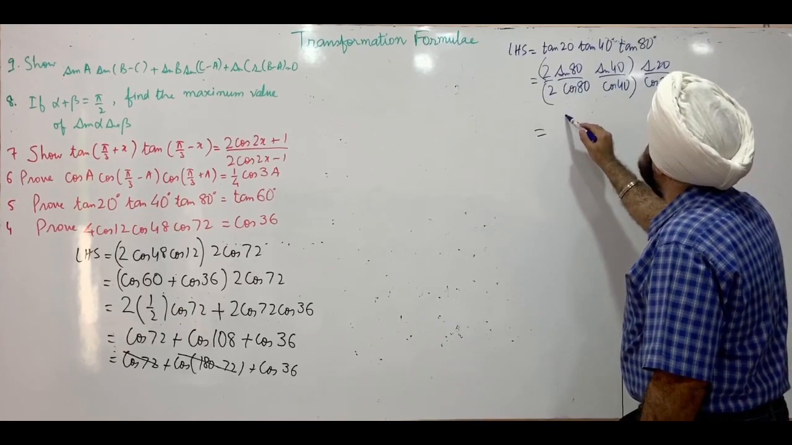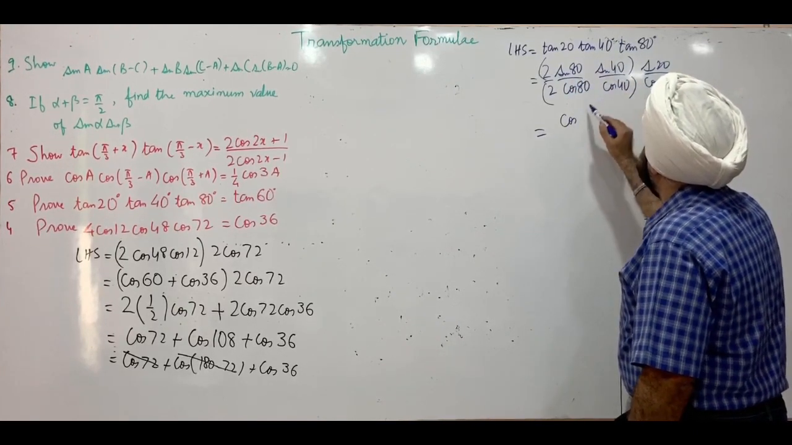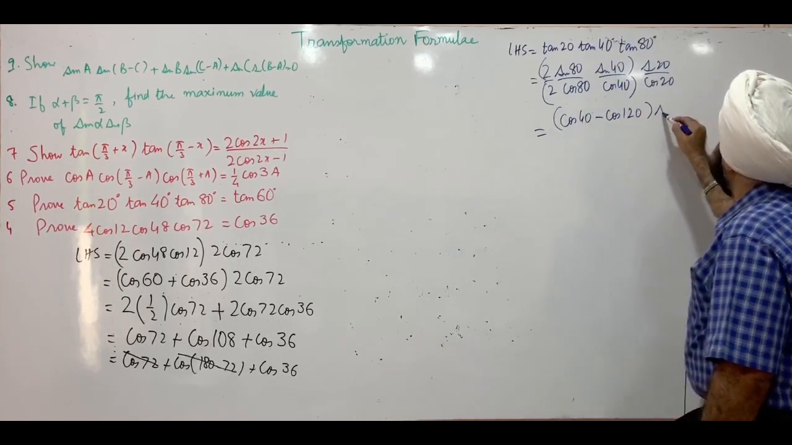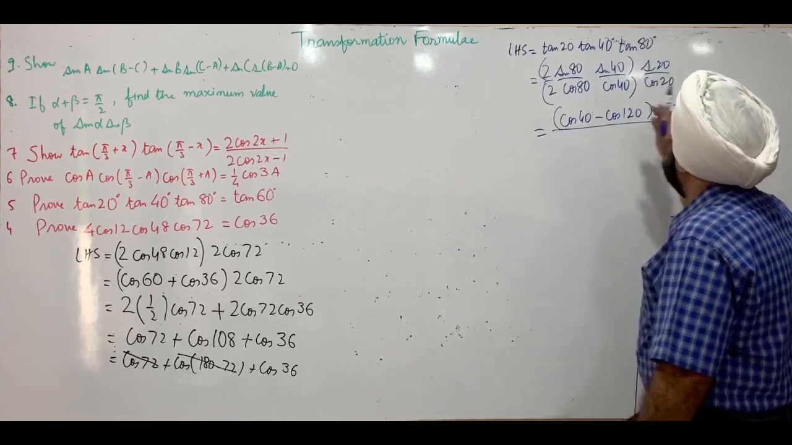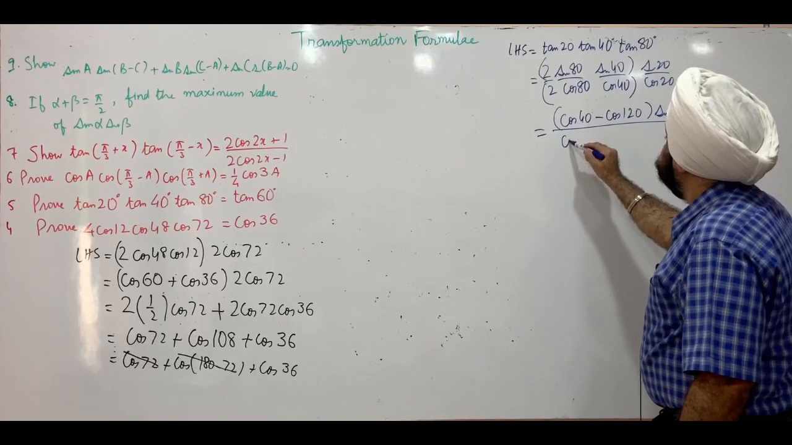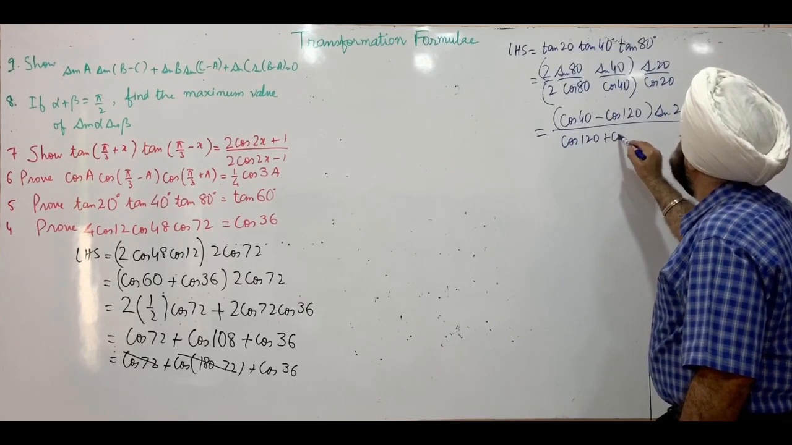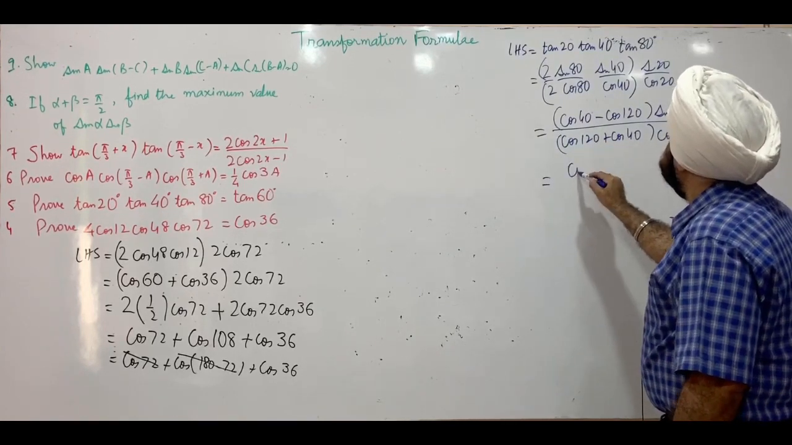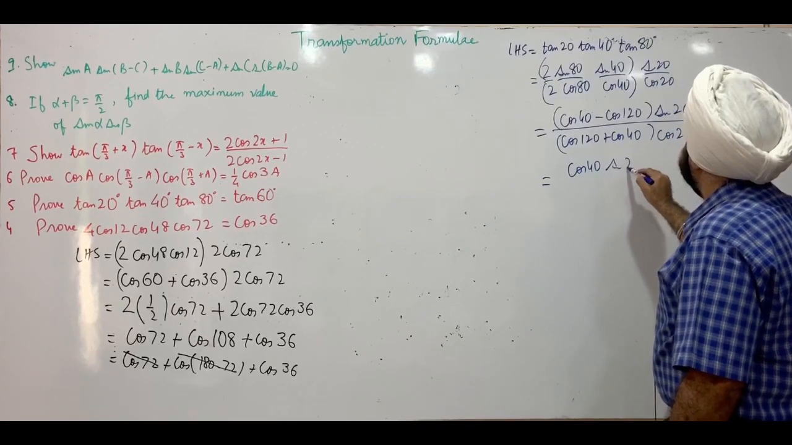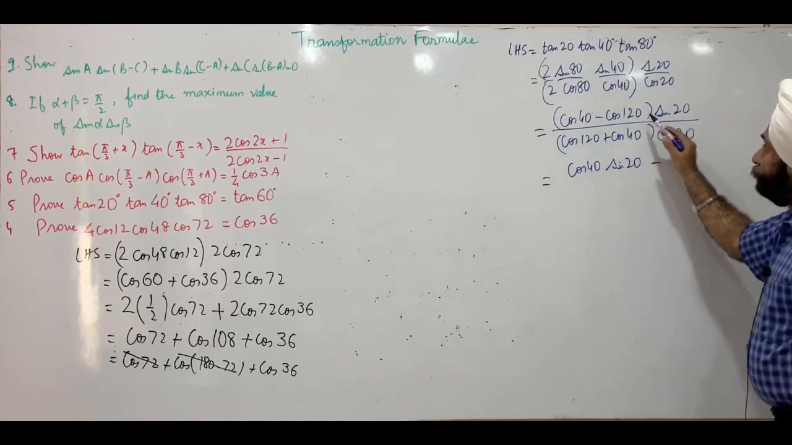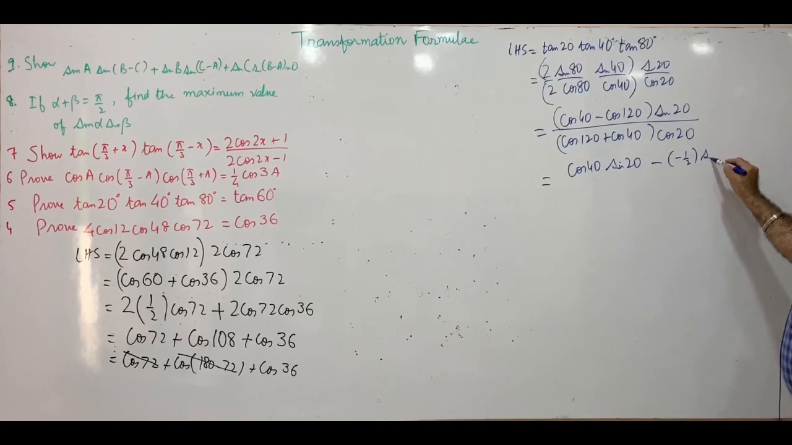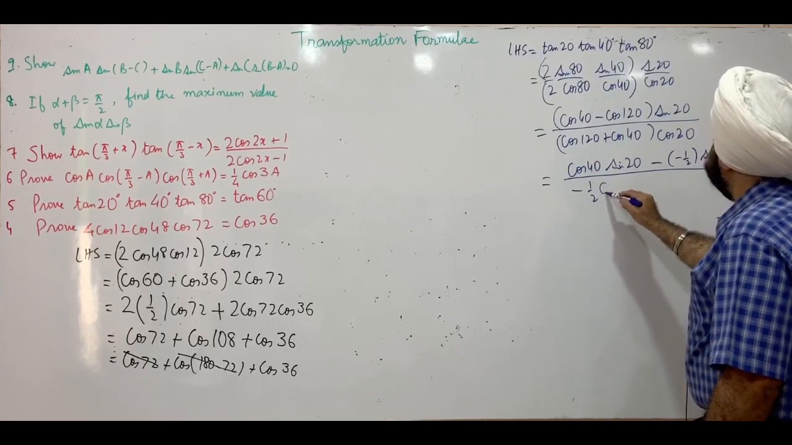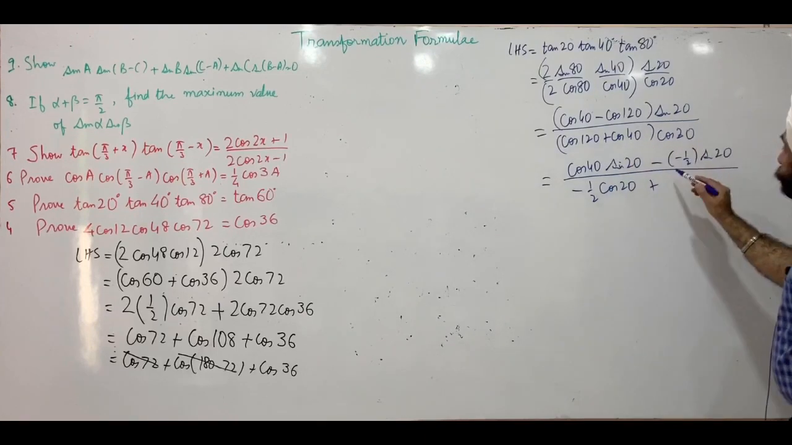2 sin A sin B is cos of A minus B, 80 minus 40, minus cos of A plus B, that's 120, into sin of 20. And 2 cos A cos B is cos of A plus B plus cos of A minus B, into cos of 20 degrees. This is cos 40 into sin 20 minus cos of 120, is minus half, into sin of 20. This is minus half into cos of 20 plus cos 40 into cos 20.